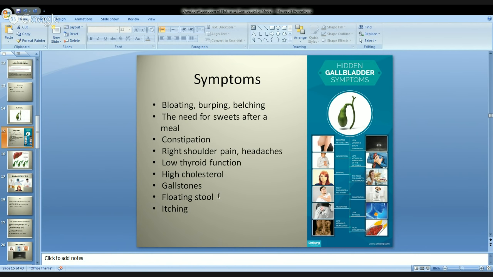Floating stool. Floating stool is a symptom of lack of bile. Why? Because your stool is filled with fat, and fat floats. So that's a good indication to know if you need bile. Another indication is light-colored stool and craving for fatty foods. Veronica, did you ever crave deep-fried catfish or any type of fried anything? Yes. Ding, ding, ding. What a coincidence.